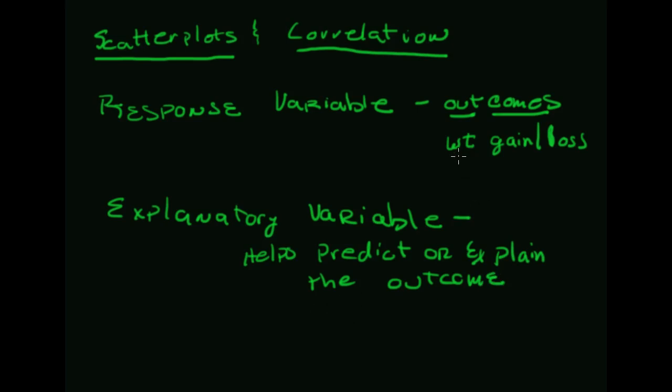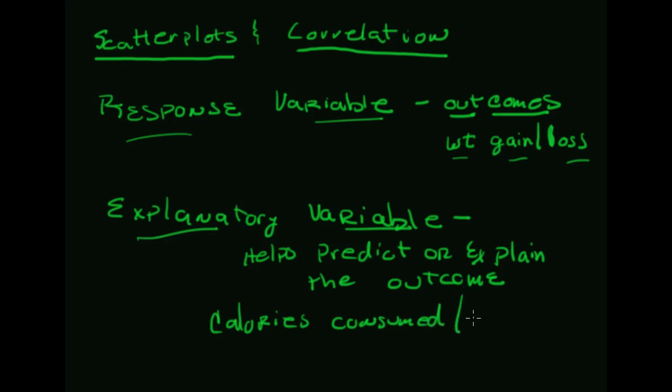So in our study of weight gain or loss, an explanatory variable might be something like calories consumed per week, right? It would more likely be that the calories consumed per week is explaining the outcome of weight gain or loss than the other way around. Your weight gain or loss is not necessarily explaining a change in calories consumed per week. It's possible, but under most models, we would think that calories consumed per week is going to explain the weight gain or loss.